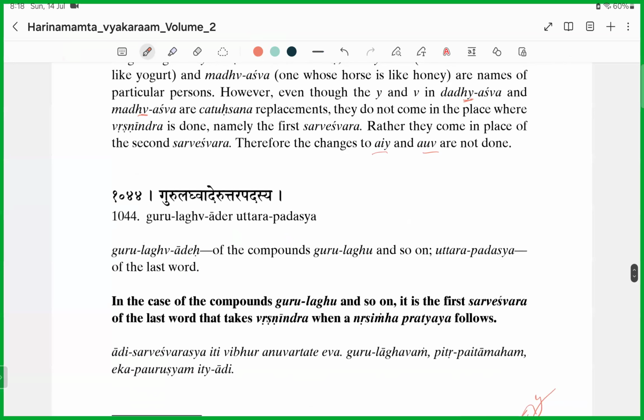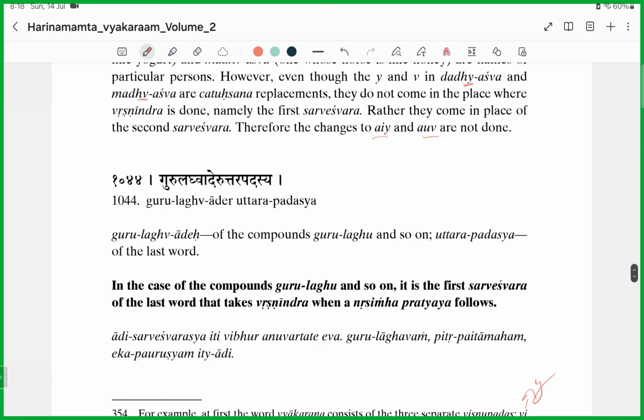Guru Lagvade Uttarapadasya. In the case of the compounds, Guru, Laghu.